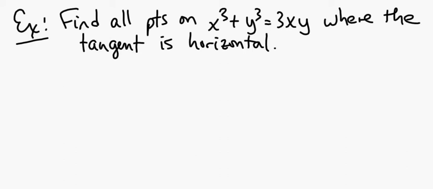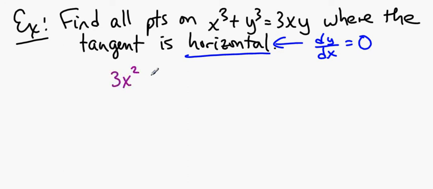So here we go. We have to remember what it means to have a horizontal tangent. We're looking for where dy dx is 0. So, step 1 of implicit differentiation says we take the derivative of this with respect to x. The derivative of x cubed is 3x squared. Derivative of y cubed is 3y squared dy dx.